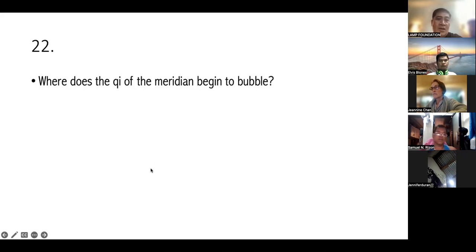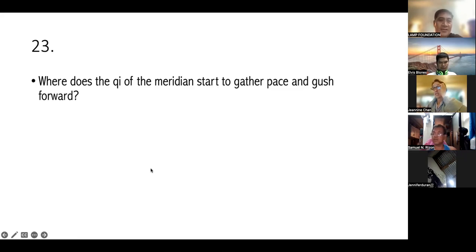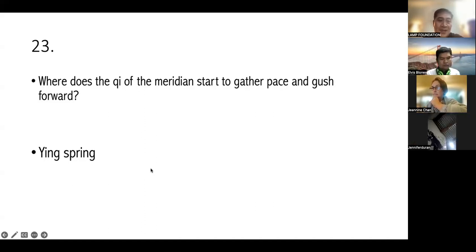So where does the chi of the meridian begin to bubble? Ang answer ko po, Doc, is Jingwell po. Okay, very good. Where does the chi of the meridian start to gather pace and gush forward? Sa Ying spring po, Doc. Okay, kaya tinawag itong spring point kasi dito nag-uumpisa magrumagasa yung chi, no?